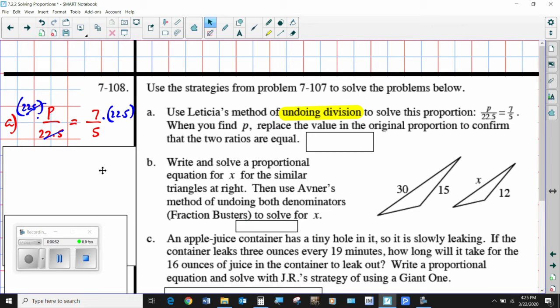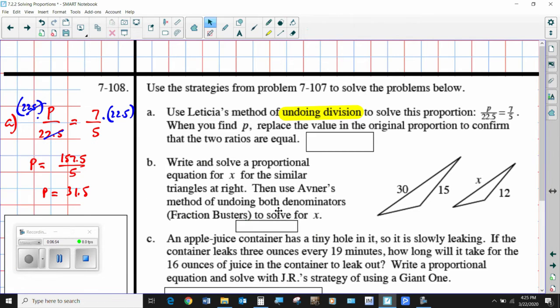Okay, so let's see how well you did. I'm going to get rid of all of this. By the time we multiplied 7 times 22.5, we got 157.5, and then divide that by 5, and you get 31.5. So hopefully you got the answer. P is equal to 31.5.